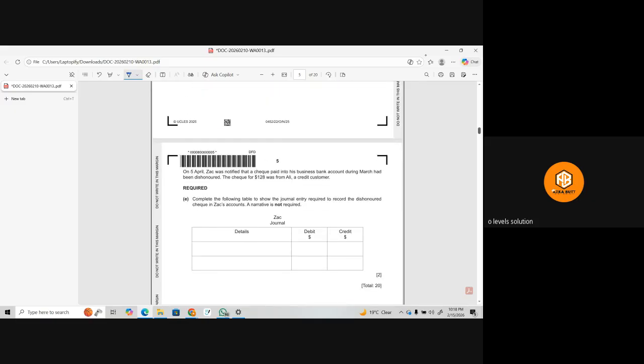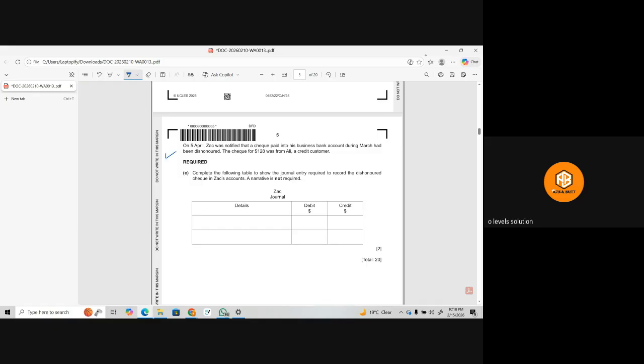Okay, so next, part E is that on 5 April, Zach was notified that a check paid into his bank account during March had been dishonored. The check was for $128 from Ali, our credit customer. So we need to make the double entries, the journal entry, for that dishonored check.